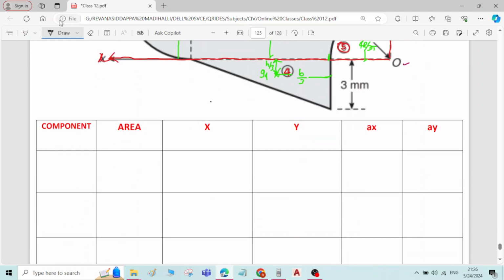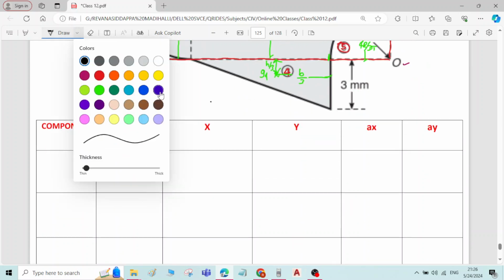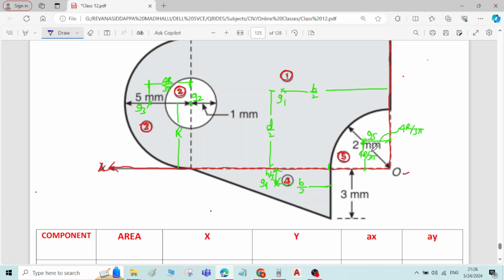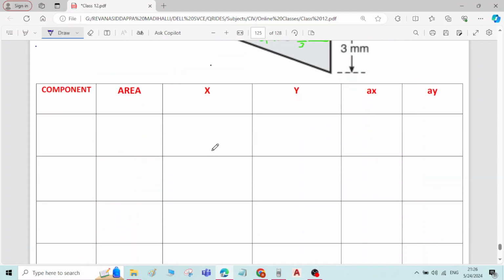Let me take the first component. What is the first component? It is the rectangle, component number 1. Area is b into d.